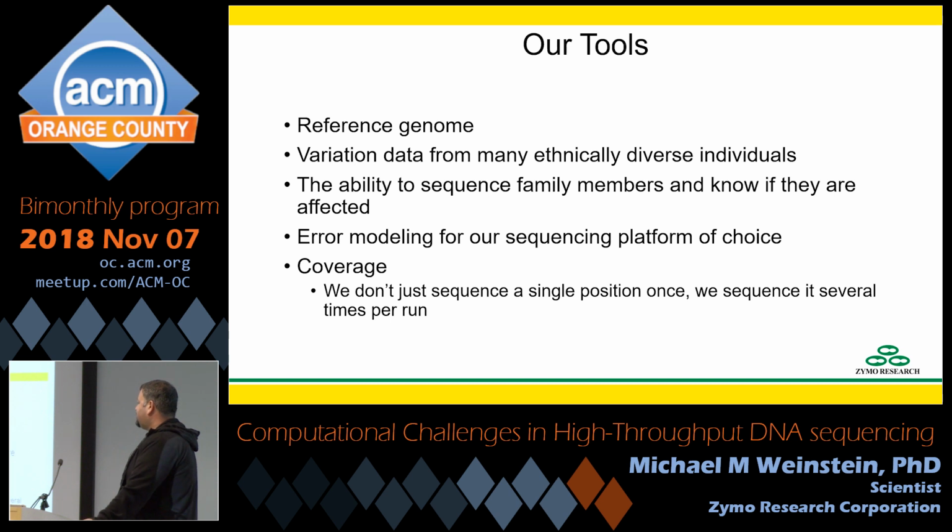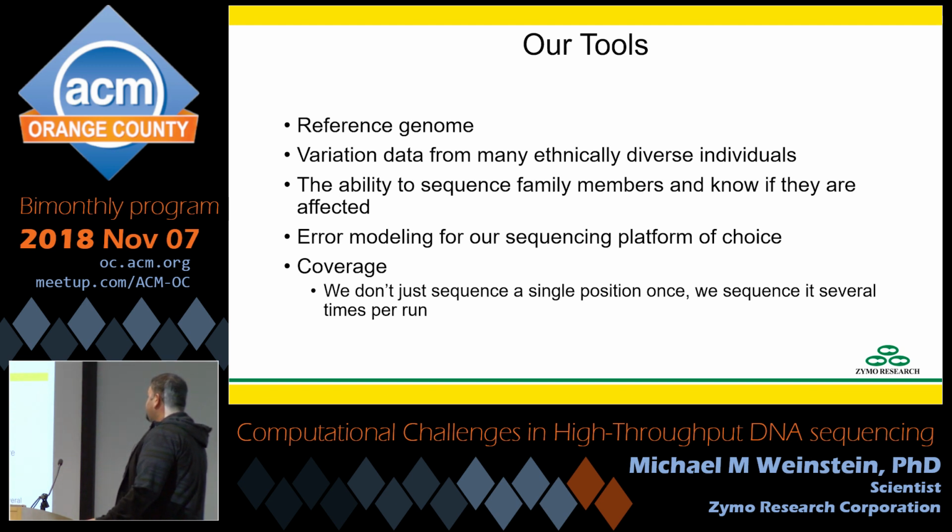We have a reference genome. We can have variation data from many ethnically diverse individuals, and there have been quite a few projects putting this data together. Especially the Broad Institute in Boston deserves mention because they came up with a really excellent data set that made life easier for a lot of people. We have the ability to sequence family members. So if we have a child with a skeletal disease and we have two parents who don't, or maybe one who does, we can sequence all of them and see if the variant we're looking at tracks with our hypothesis. Obviously, if we see a variant in the child with a skeletal disease and we see that variant came from the parent without skeletal disease, we're probably not looking at the right variant.